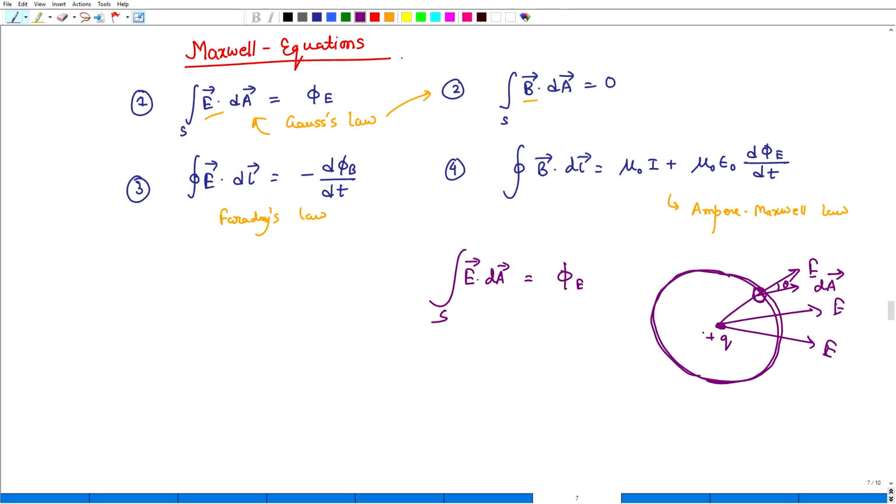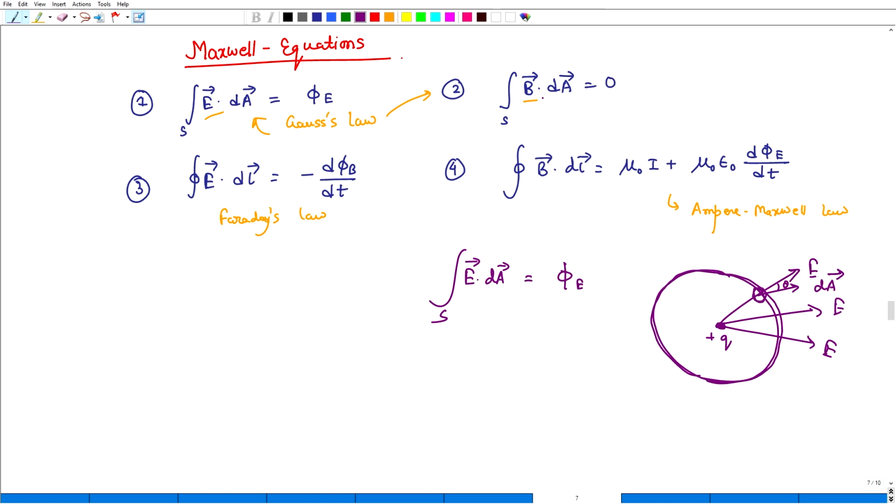So it is clear that if there is a point electric charge q, then there will be a non-zero electric flux. If q is 0, that means there is no charge, then phi E will also be 0, the electric field is 0. So this is the first law.